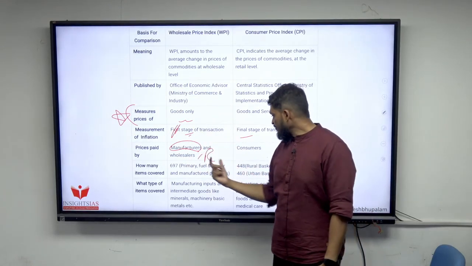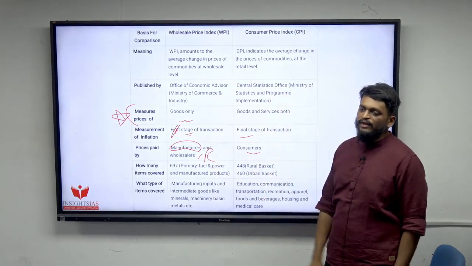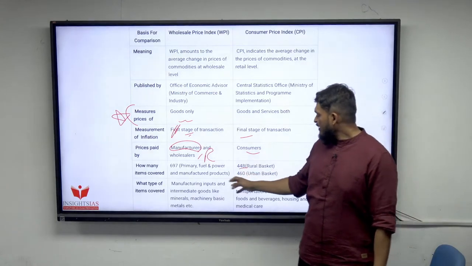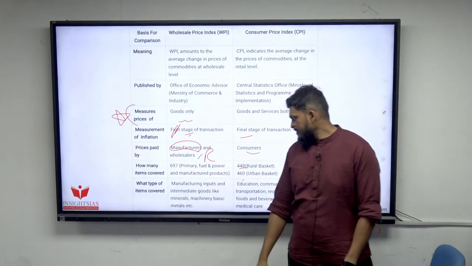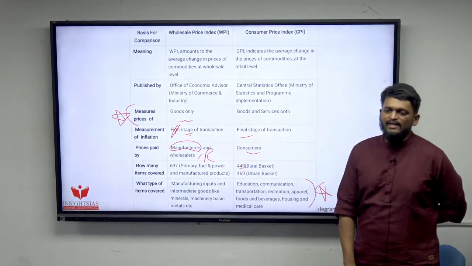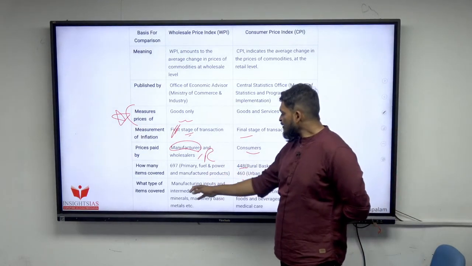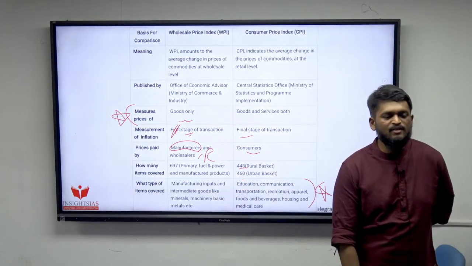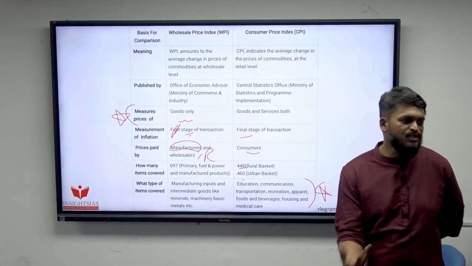So who is buying from them, if you see? But who is buying from retail shops is only consumers. And how many items? Around 400 odd items here and 697 items here. And this part is also important for prelims. What is actually included here? Manufacturing inputs and intermediate goods are also included in the wholesale price index. Like I said, this perfume or wax is an intermediate good or manufacturing input.